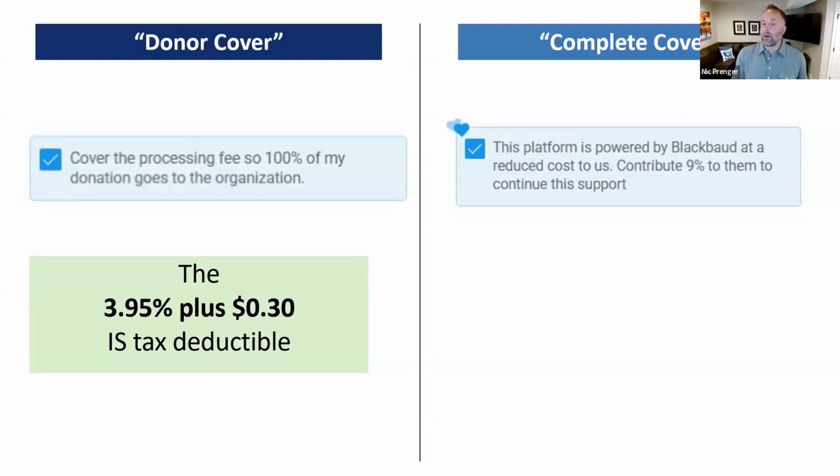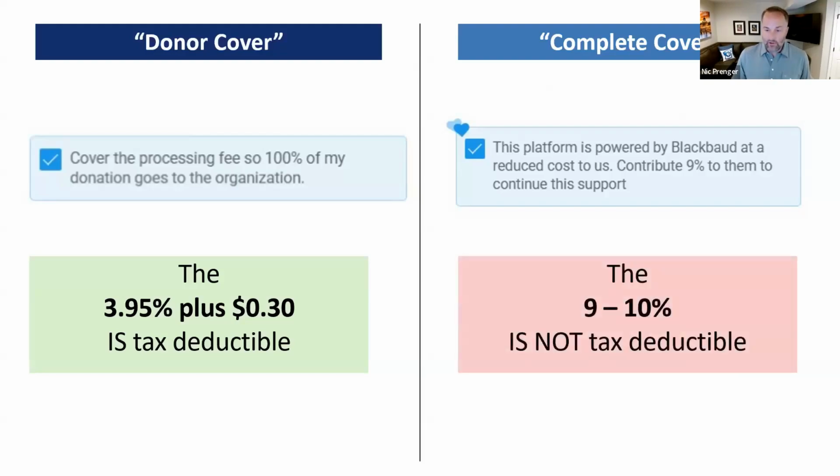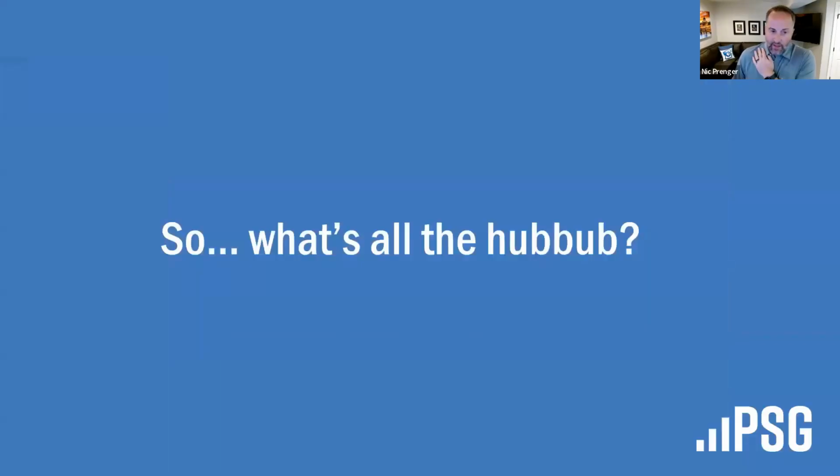It says this platform is powered by Blackbaud at reduced cost to us, the organization. Contribute 9% to them, to Blackbaud, to continue the support. That is not tax deductible, correct? Correct. That is a payment to a for-profit organization like Walmart or Authorize.net or whatever. Yep. Got it.